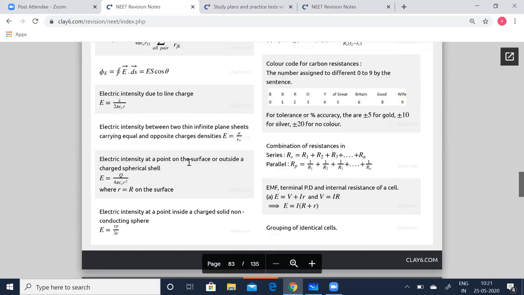Electric intensity at a point on the surface or outside a charged spherical shell is given by E is equal to Q by 4 pi epsilon 0 R squared, where R is equal to capital R on the surface. Electric intensity at a point inside a charged solid non-conducting sphere is given by E is equal to R rho by 3 epsilon 0, where R is the distance, rho is the density of the solid, and epsilon 0 is the permittivity.